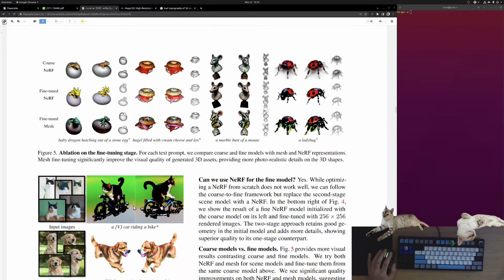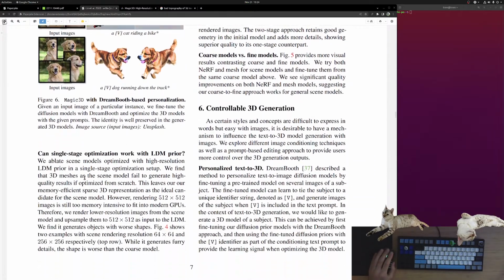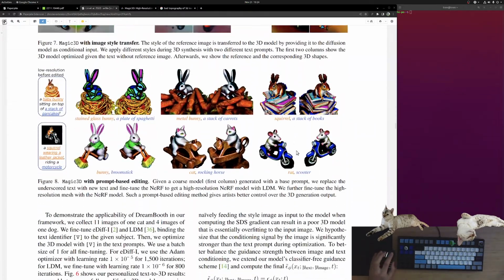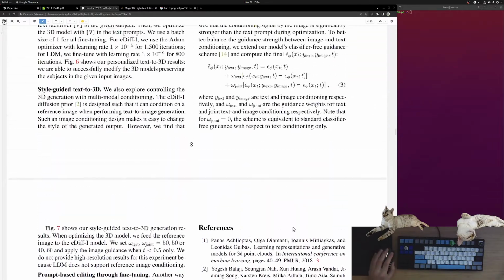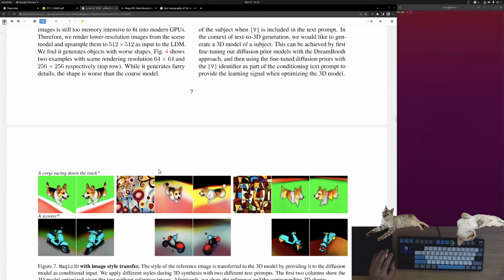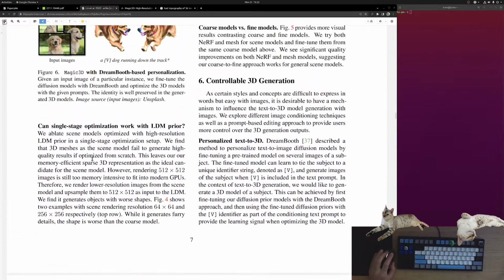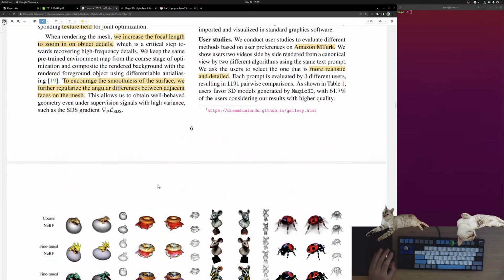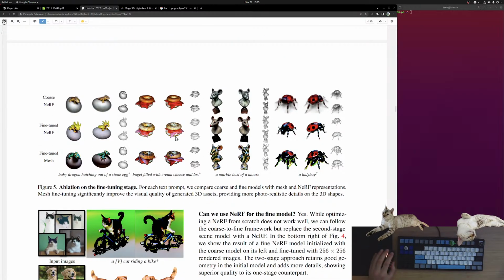Ablation on the fine-tuning stage. Okay. Oh yeah, there's this whole part here, we kind of forgot about this, where they're going to allow editing. And then the style transfer. Cool, we're not even done with this paper. Ablation on the fine-tuning. For each text prompt, we compare coarse and fine models with mesh and Nerf representations. Mesh fine-tuning significantly improved the visual quality of the generated 3D assets.